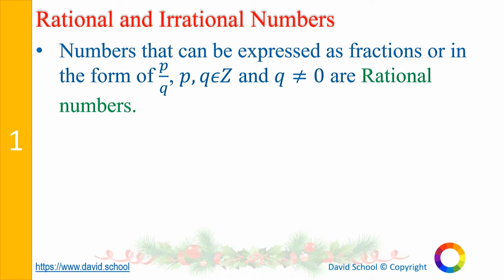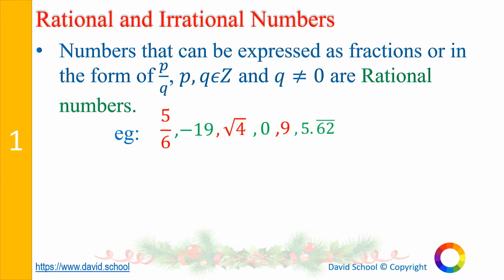We will see some examples. 5 over 6 is a fraction, therefore it is a rational number. Negative 19 and square root 4, both are rational numbers. Negative 19 over 1. Square root 4 is a perfect square, which is equal to 2. 2 over 1 is a fraction, therefore it is a rational number. 0 is a rational number. 9 is also a rational number because 0 over 1 and 9 over 1 are fractions.